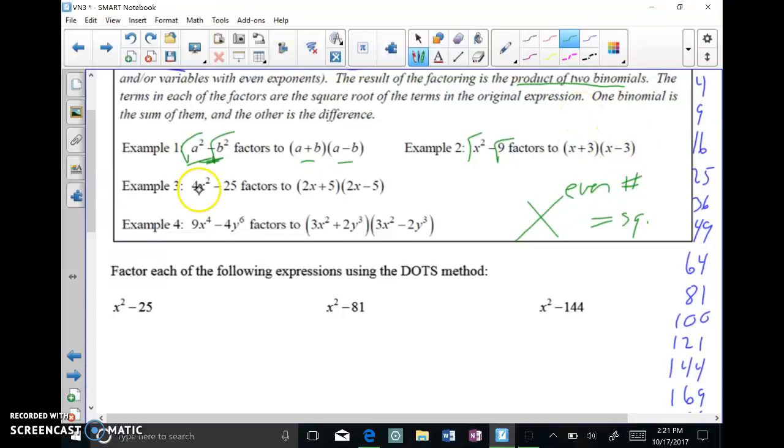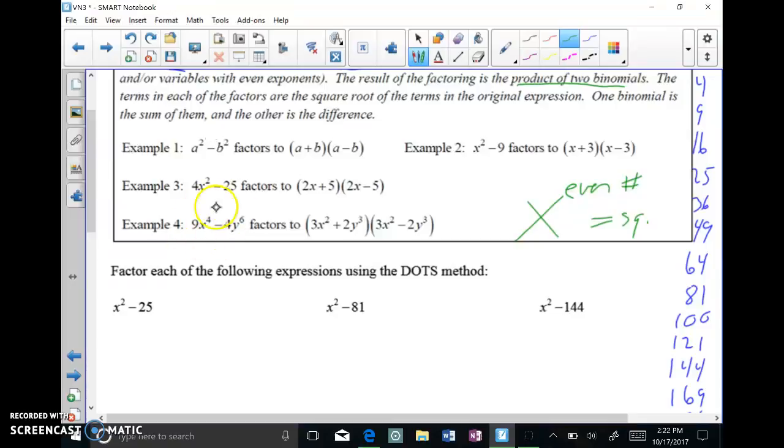A few more. Here's 4x squared minus 25. The square root of 4x squared is 2x, and 2x, right? Square root of 4 is 2. Square root of x squared is x. Square root of 25 is 5 and 5. One with plus, one with minus. And this is really just the pattern that you're going to see for all of these. So this is actually a pretty quick thing once you see it.